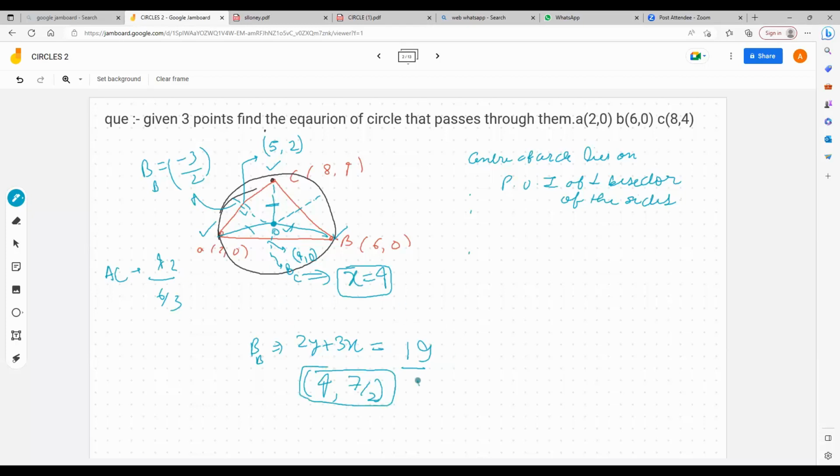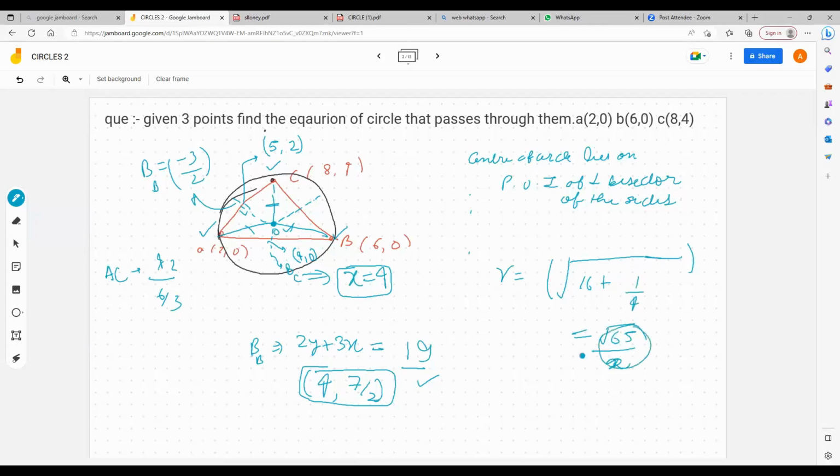And now since we know the center of the circle, we can find the radius by taking any of the points. It will be (8 minus 4) to the power 2, that is 16, and (4 minus 7 by 2), which is 1 by 2.